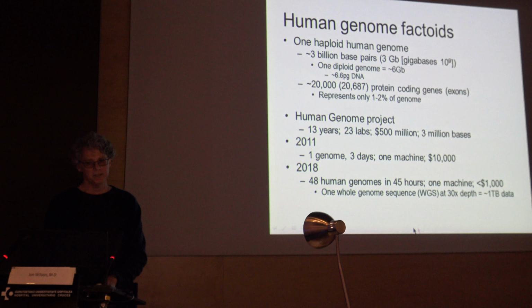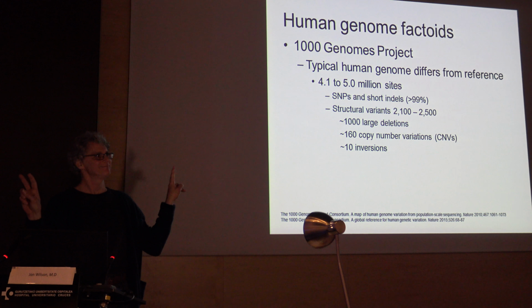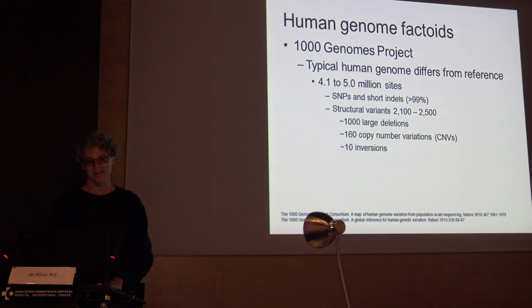And no two people are put together the same. So this is 1,000 Genomes Project data. The typical human genome differs from the reference genome by 4.1 to 5.0 million sites. So what's normal? There's no normal. We'll all have normal. Most of those differences are single base pair changes and short indels, but when you think about structural variants, deletions, copy numbers and inversions, they take up more base pairs.